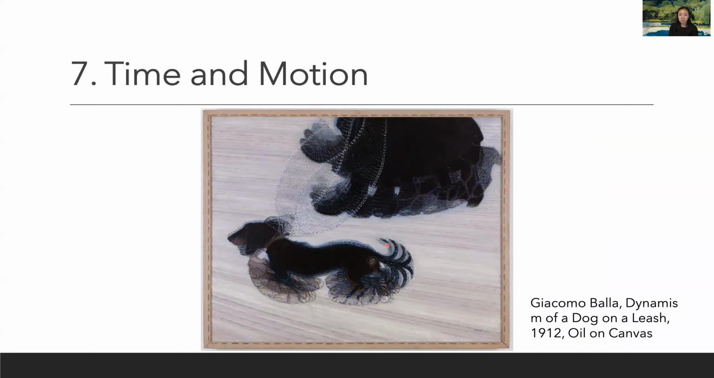And this is another example of implied motion. This is a painting by the futurist artist Giacomo Balla, Dynamism of a Dog on a Leash, from the 20th century. The artist tried to record all of the time and motion of a certain moment in one frame. We can see a dog and a person walking in this painting. That is implied motion.